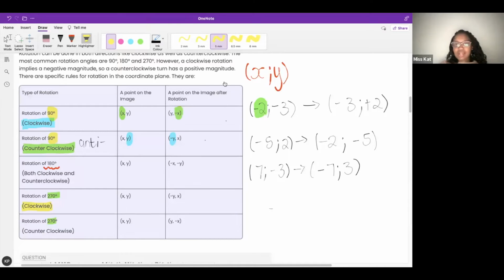Yes, Palisa. Ma'am, it looks like 90 degrees anti-clockwise. Beautiful. So 270 clockwise is exactly the same rule as 90 degrees anti-clockwise. Okay, and 270 anti-clockwise will be the same as 90 degrees clockwise. Nice.